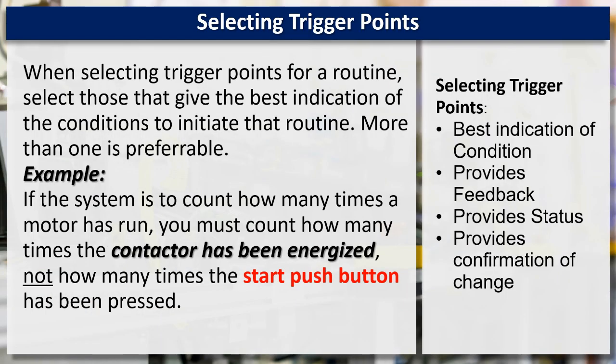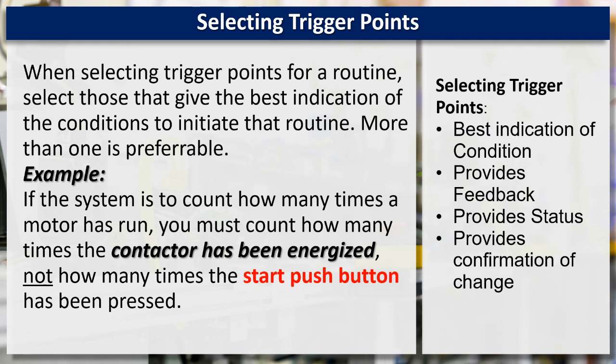So looking at trigger points, when selecting trigger points for a routine, select those that give the best indication of the conditions to initiate that routine. More than one is preferable. For example, if the system is to count how many times a motor has run, you must count how many times the contactor has been energized, not how many times the start push button has been pressed.